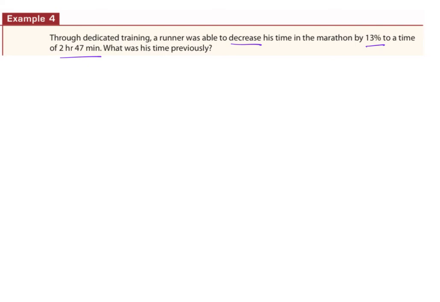It's just easier. And so if I converted this all to minutes, what would I do? Well, I would just change these hours to minutes. How many minutes is 2 hours?